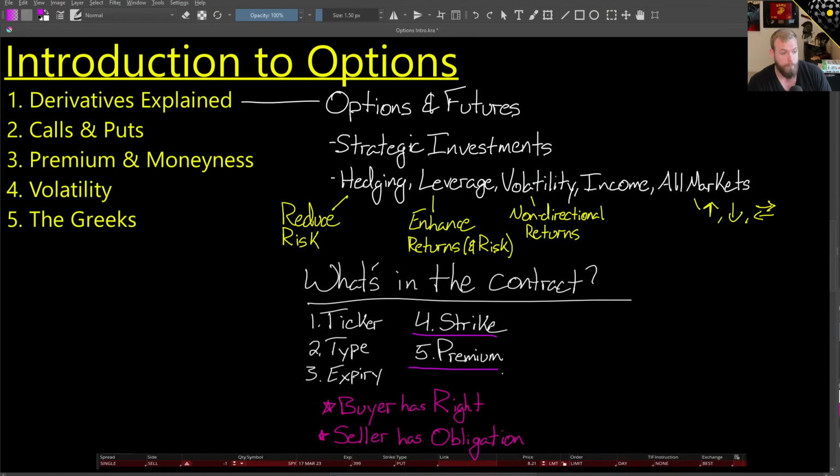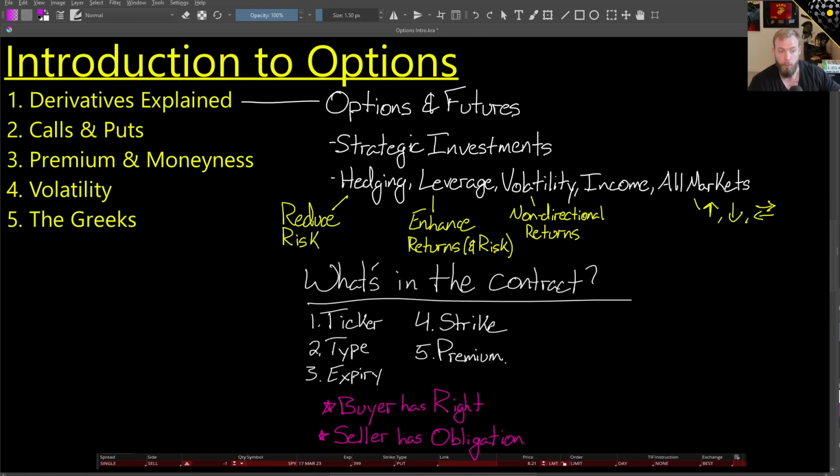Then we have the premium. The premium is the value of the options contract, which we're going to go into later on how we calculate that, what that means, all those sorts of things, no sweat. But just know that premium is essentially how much the options contract itself is worth.